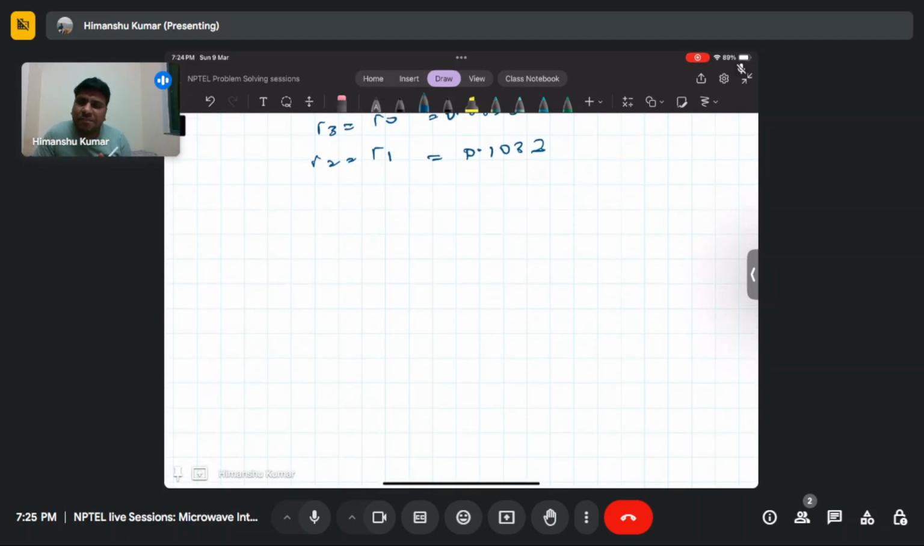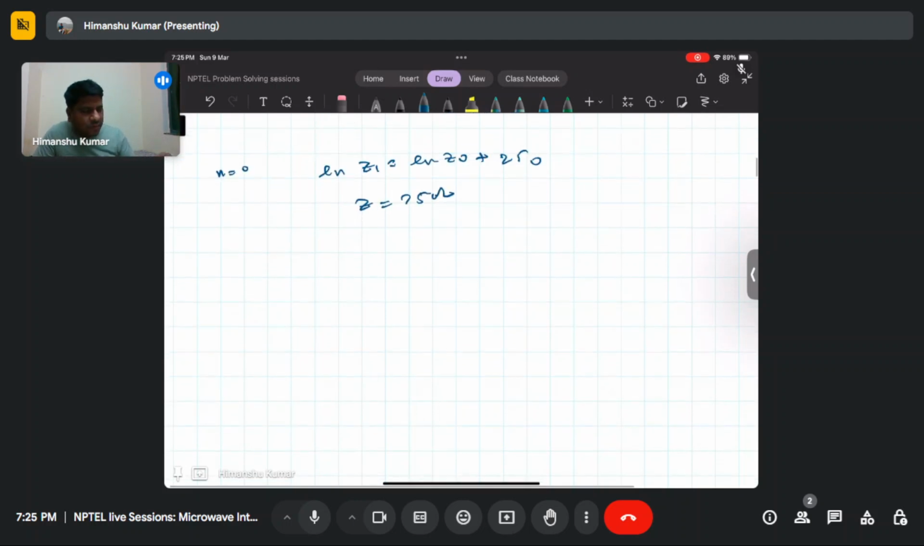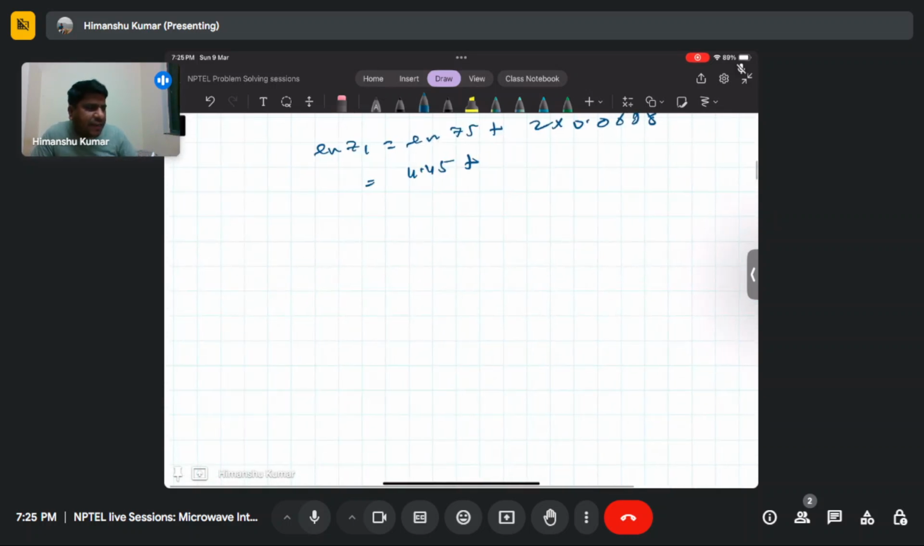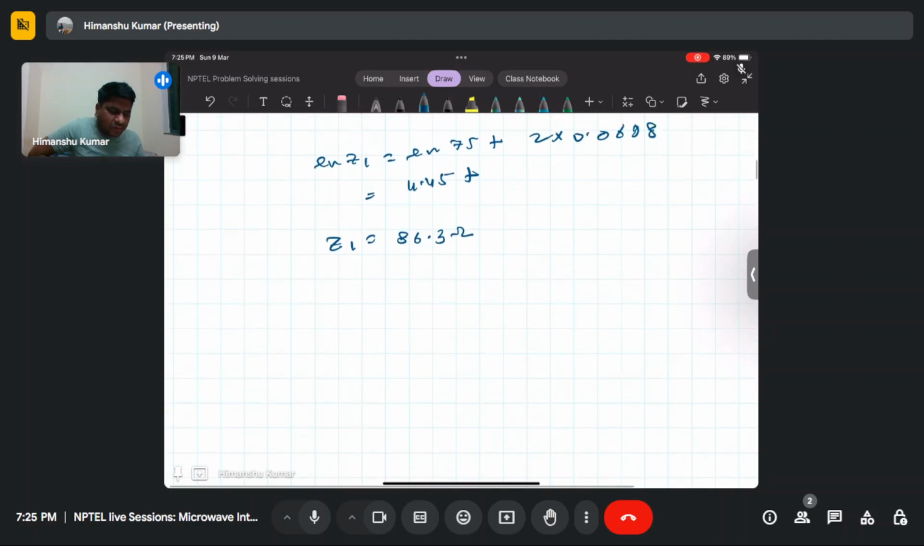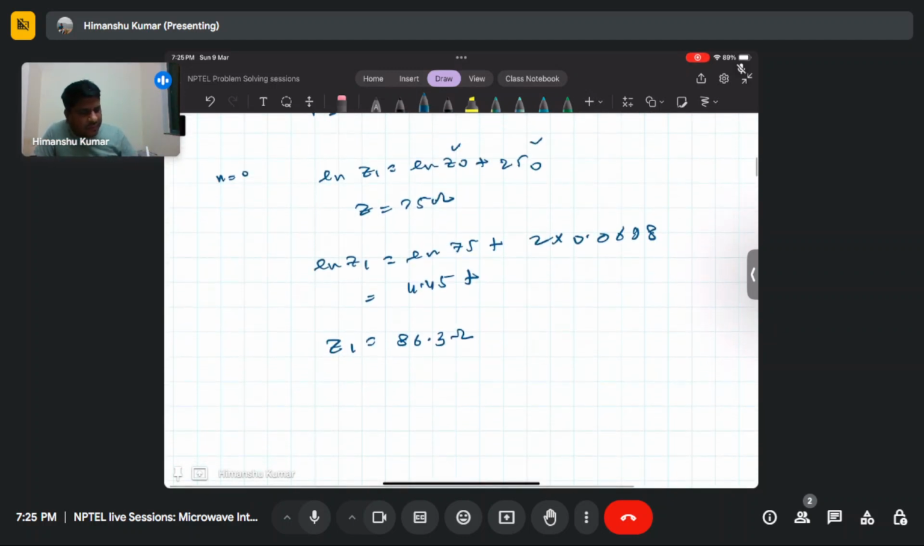Since we have found gamma naught, gamma 1, gamma 2, we can calculate the characteristic impedance for each of the lines. So this is for n equals to 0. The characteristic impedance is given as ln Z1 equals ln Z naught plus 2 times gamma naught. Z naught is given as 75 ohm, and we know the value of gamma naught, so we can calculate ln Z1 equals ln 75 plus 2 times 0.0698, which is equal to 4.457. Once you take the antilog, Z1 will be equal to 86.3 ohm. So that is the value of Z1.